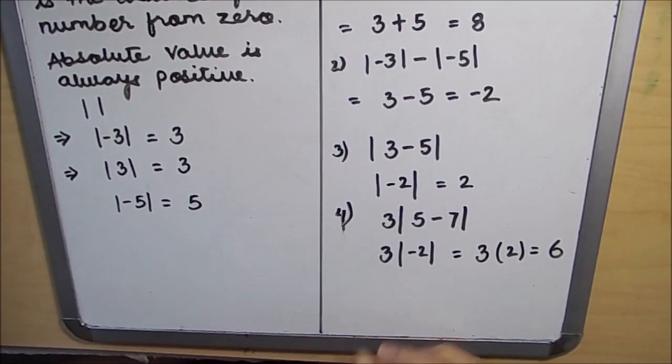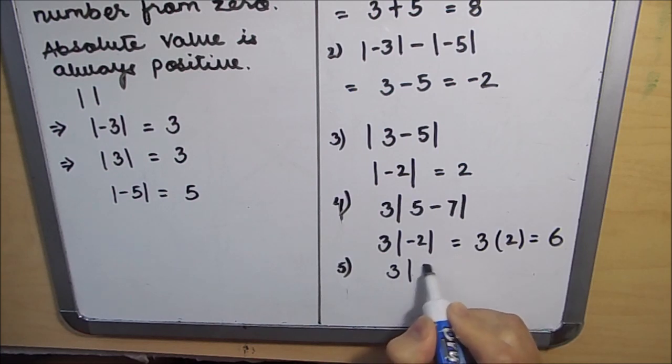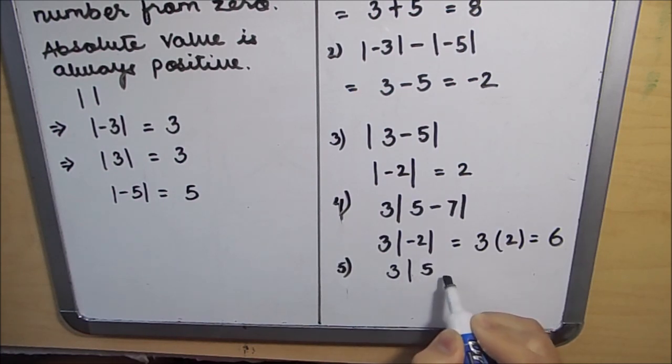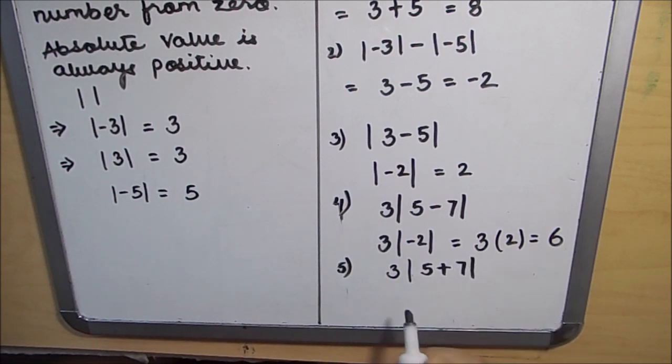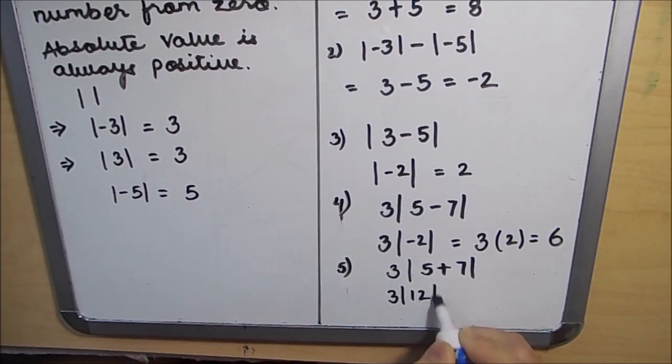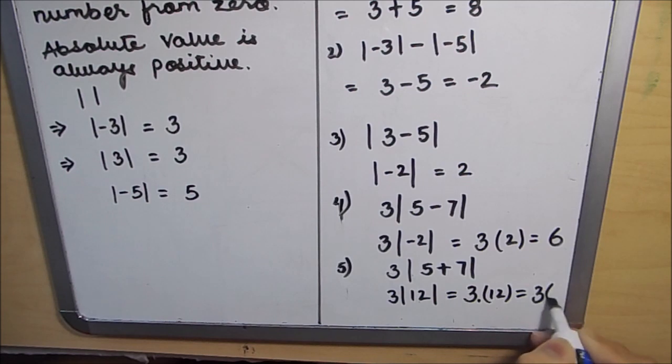Let's find the absolute value of one more expression. Let's find 3 times the absolute value of 5 plus 7. So this will be 3, and 5 plus 7 is 12, so we'll write 12 here. Now we have to find the absolute value of 12, which is 12. So this will be 3 times 12, which is 36.